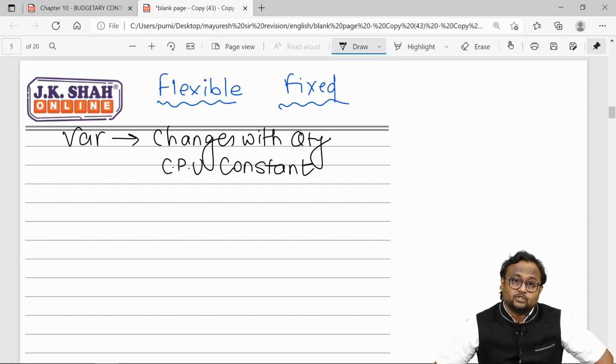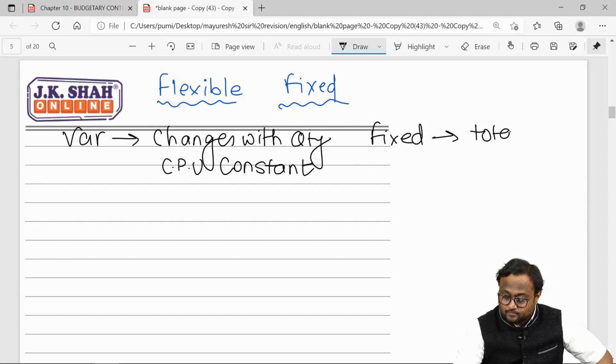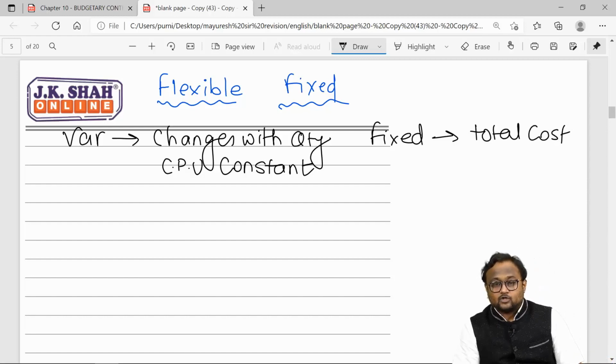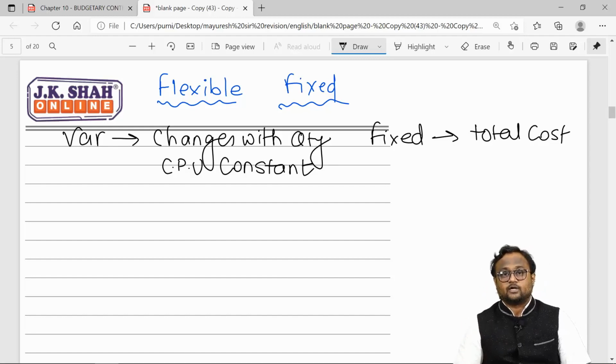So if you're focusing on something which is constant, let me tell you, for fixed, we'll have to focus on total cost. Because guys, fixed cost is a period cost. And what do you mean by a period cost? A period cost is a cost which is incurred after a specific period of time, irrespective of your level of activity, irrespective of quantity manufactured and sold by you.